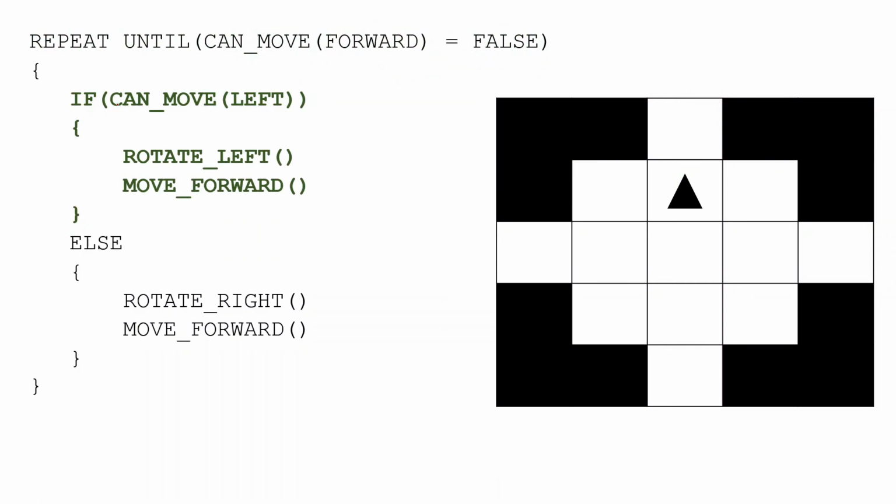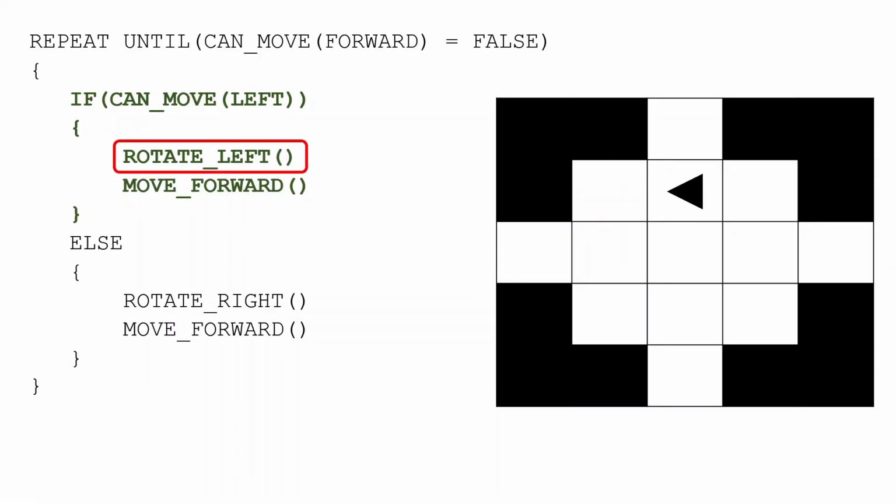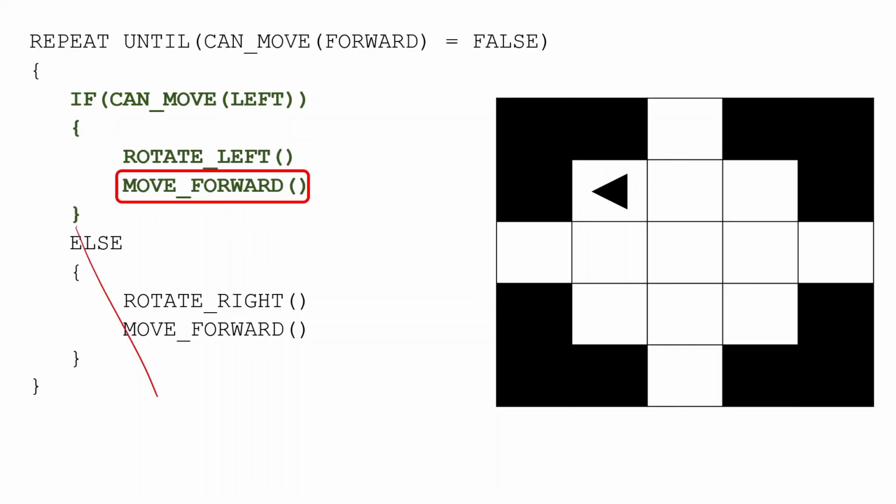So I'm going to ask the question, can you move to the left? Since I'm facing up, the left would be this grid over here. Can I move to the left? Yes, it's available. So I'm going to run this code. I'm going to rotate left and move forward. The else statement gets skipped again.